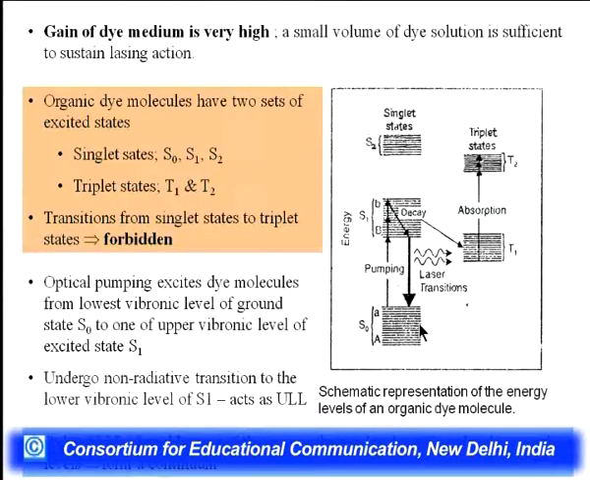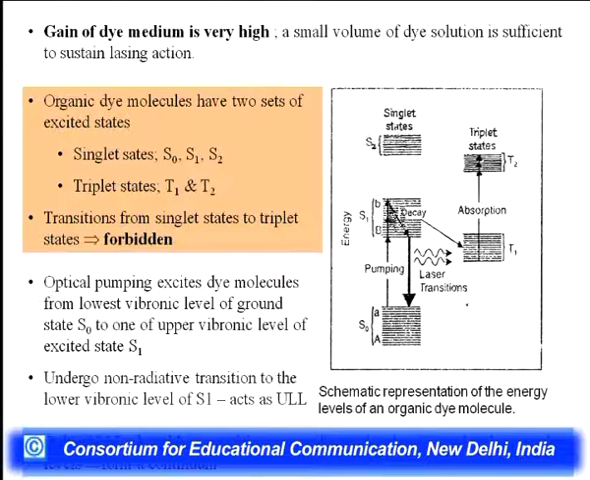The optical pumping excites the dye molecules from the lowest vibronic ground state S0 to the upper vibronic level of excited state S1. Here we see that the molecules of dye are excited from this level to this level, and from this level they decay to the lower level of the vibronic excited state S1. It means from the upper state of the ground state to the upper state of the excited singlet state. From this singlet state it will decay to the lower singlet excited state, and from this excited state it will go to the lower ground state of the singlet state.